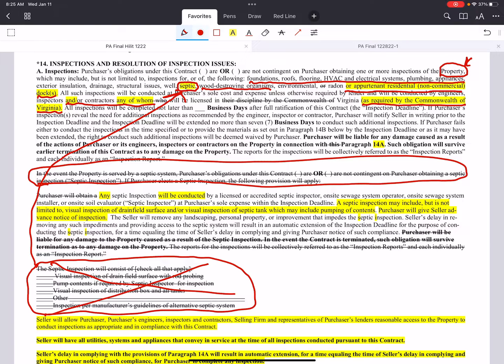So then we changed this paragraph right here. I got a lot of red marks going on here. But any septic inspection will be conducted, and we talk about what the credentials are for any person conducting a septic inspection. And then we include what a septic inspection includes or is limited to. So it's a visual inspection of the drain field or septic tank, and it may include pumping of the contents. What's important also to note is the purchaser will give the seller advance notice of the inspection.